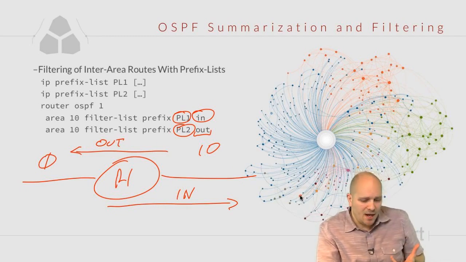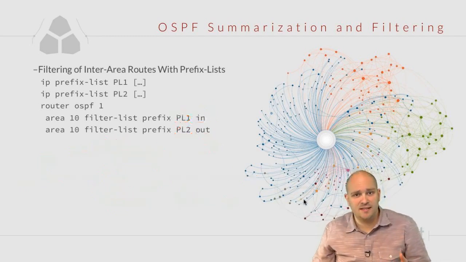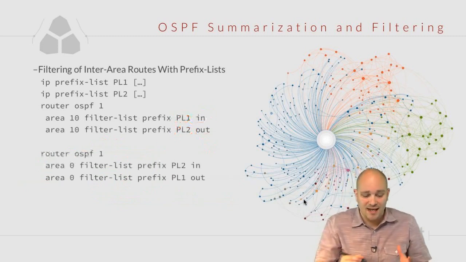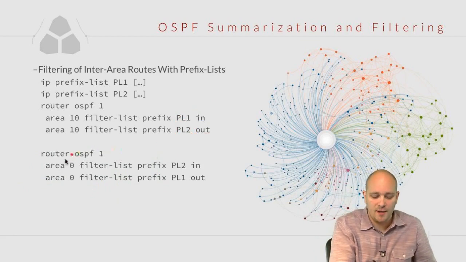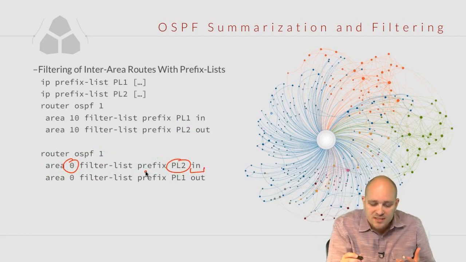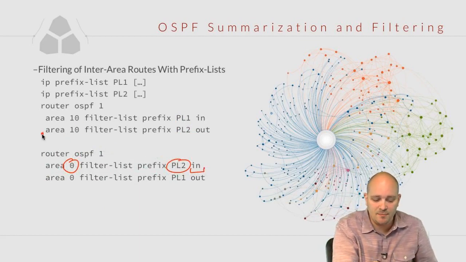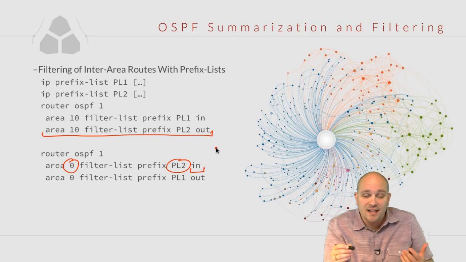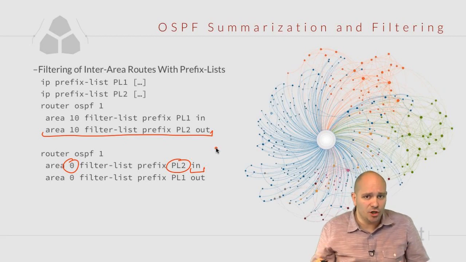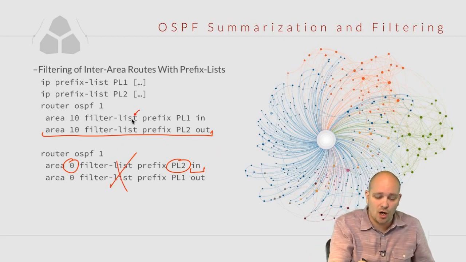Now, with this in mind, there is an equivalent setup of this that looks a little bit different. And here it is. Now take a look at this logic here. Here I'm saying area 0 filter list prefix PL2 in, which is basically the same thing that I have done here, given that only areas 0 and 10 exist on this ABR.